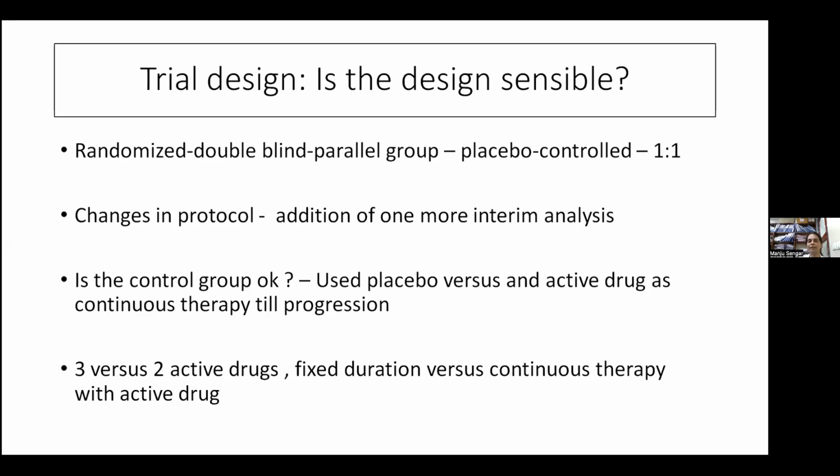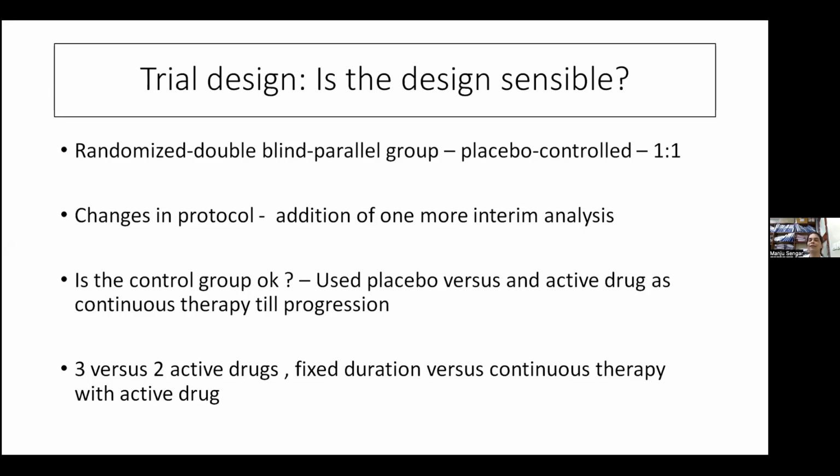Placebo instead of any other active drug, and compared it with the active drug as continuous therapy till progression. So using an active drug, comparing it with placebo, using it till progression, automatically you are making your intervention arm stronger and the comparator arm weaker. So 3 versus 2 active drugs, fixed duration versus continuous therapy with active drug.